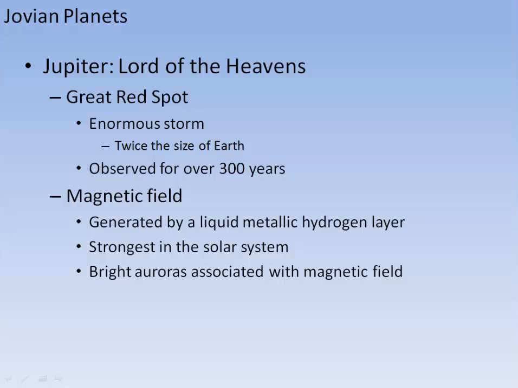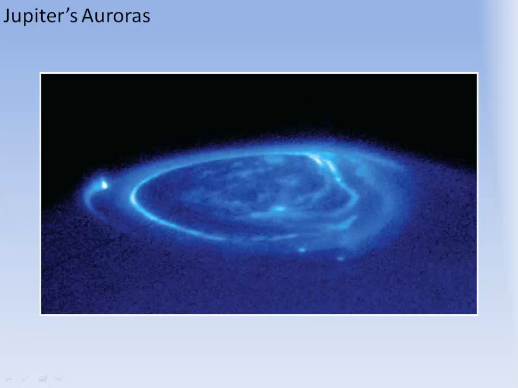Magnetic fields are generated by a liquid metallic hydrogen layer, the strongest in the solar system. Bright auroras are associated with the magnetic field. So here are Jupiter's auroras.